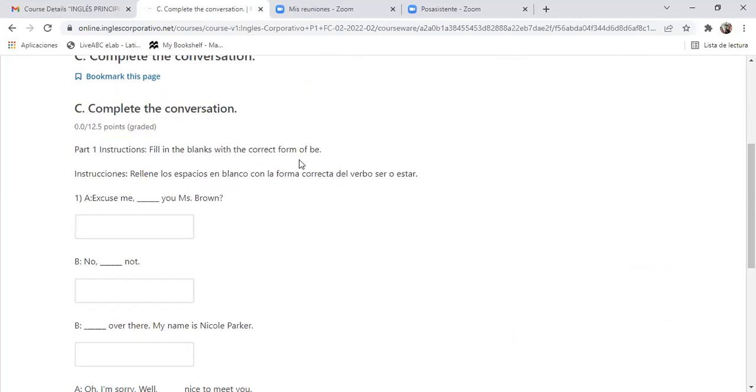Are. And is. Okay, it depends, ¿verdad? De quién estamos hablando. Si es tercera persona, he, she, or it, it's going to be is. Si va a ser I, va a ser am, y el resto va a ser are, all of them. You are, we are, you are, and they are.